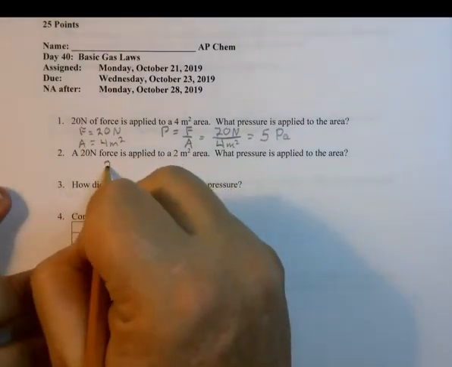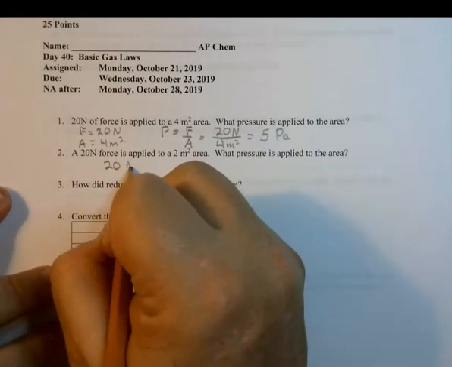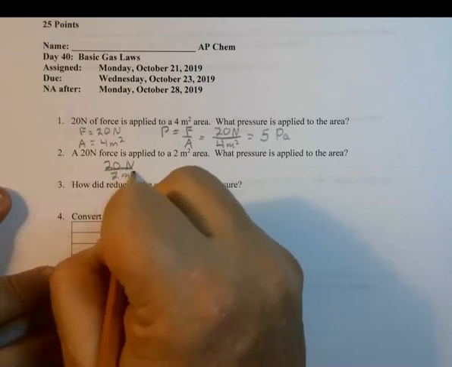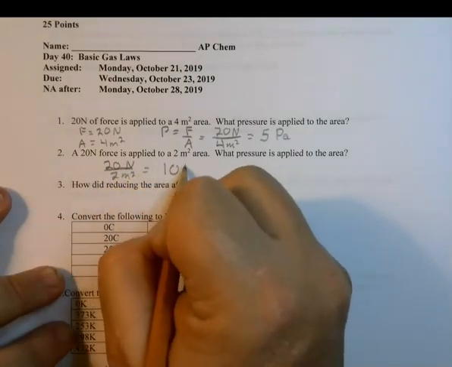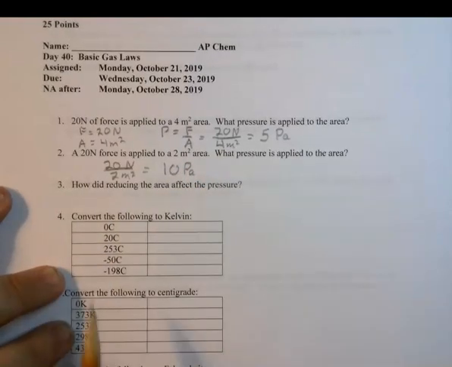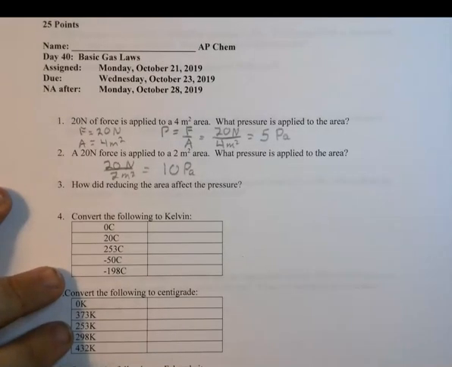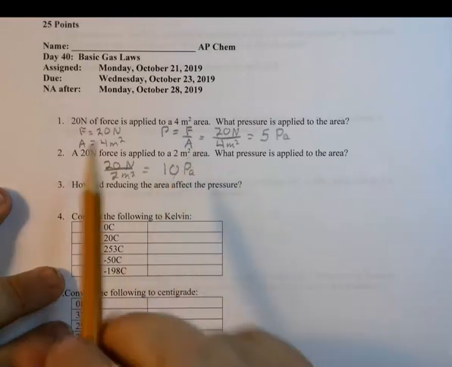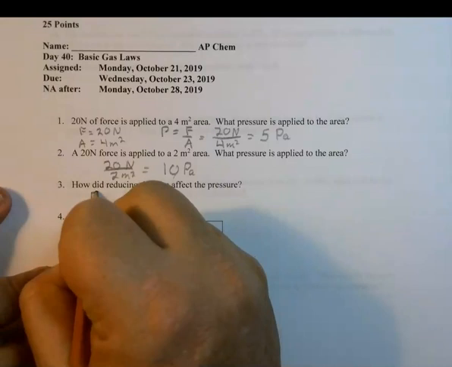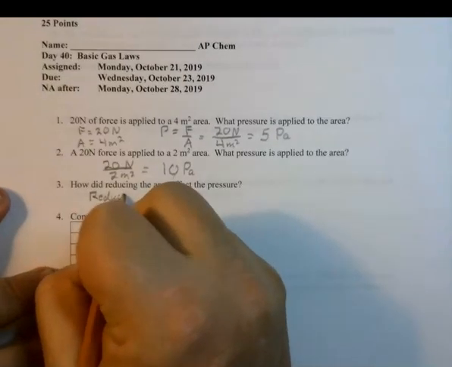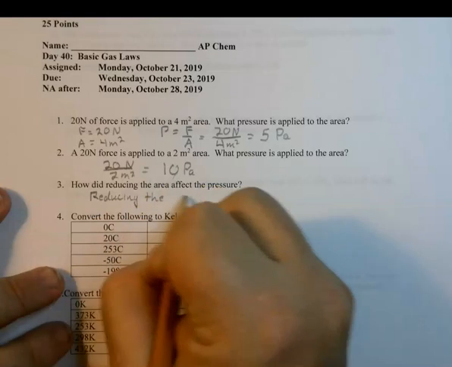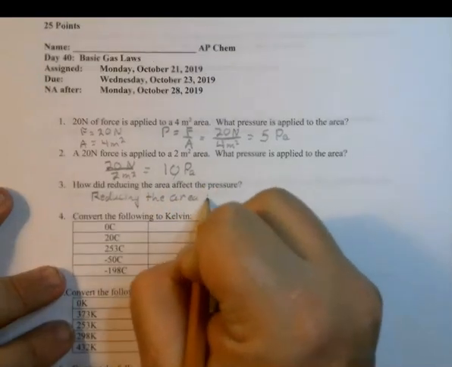Next is the same question essentially, except we reduce the area. So 20 newtons over 2 meters squared. That's going to give you 10 pascals. So the third question asks, how does reducing the area affect the pressure? Well, clearly you can increase the pressure by increasing the amount of force on the area. But you can also increase the pressure by decreasing the amount of area that force is being applied to. So the answer is reducing the area increases the pressure.